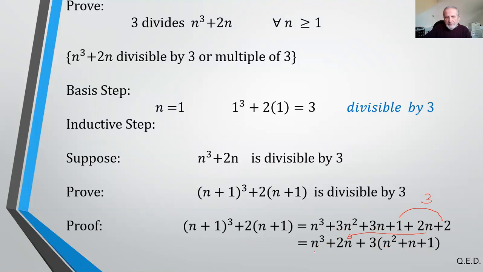And now you see that this here is divisible by 3 right there. And this one here is obviously divisible by 3. Then the whole thing would be divisible by 3, and that concludes the proof.